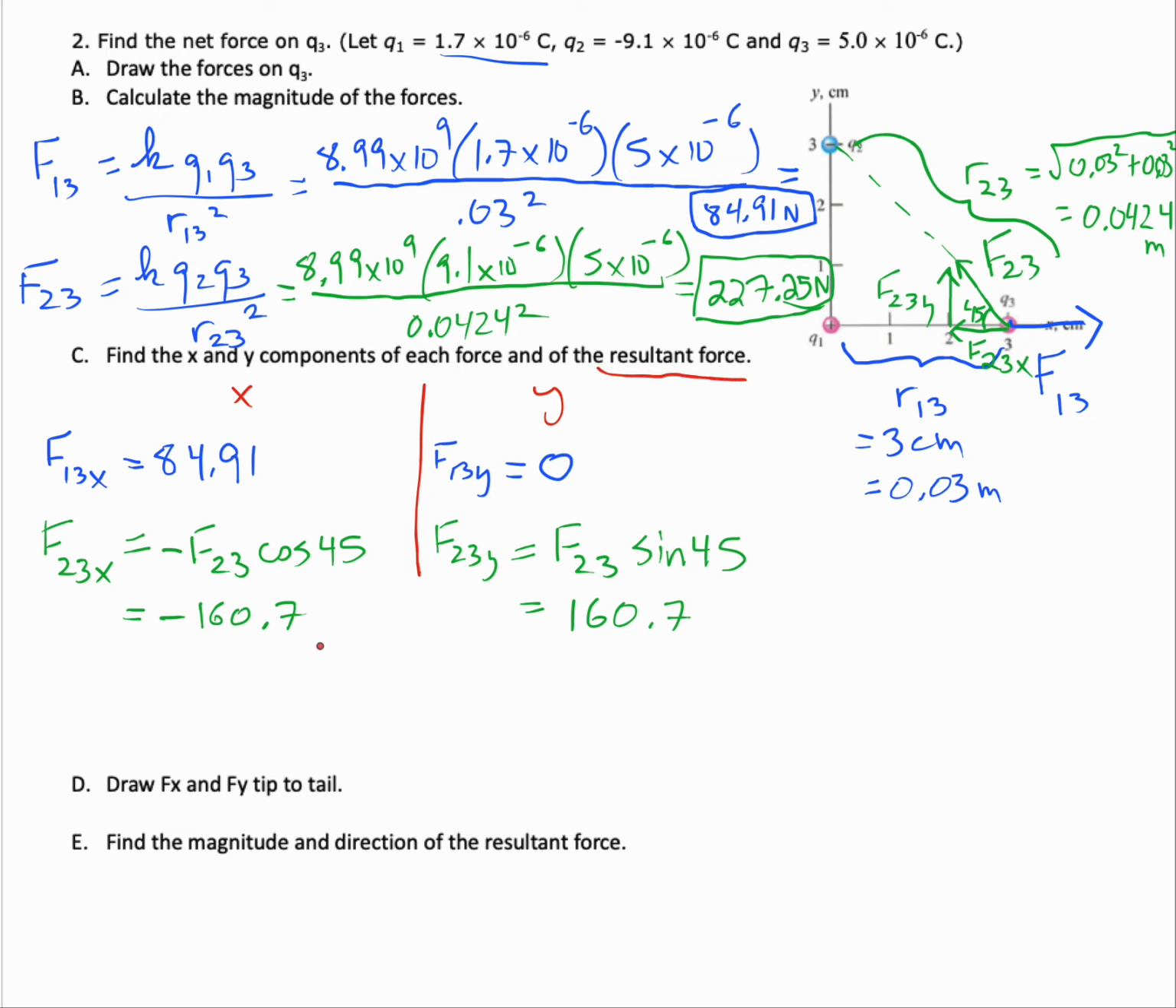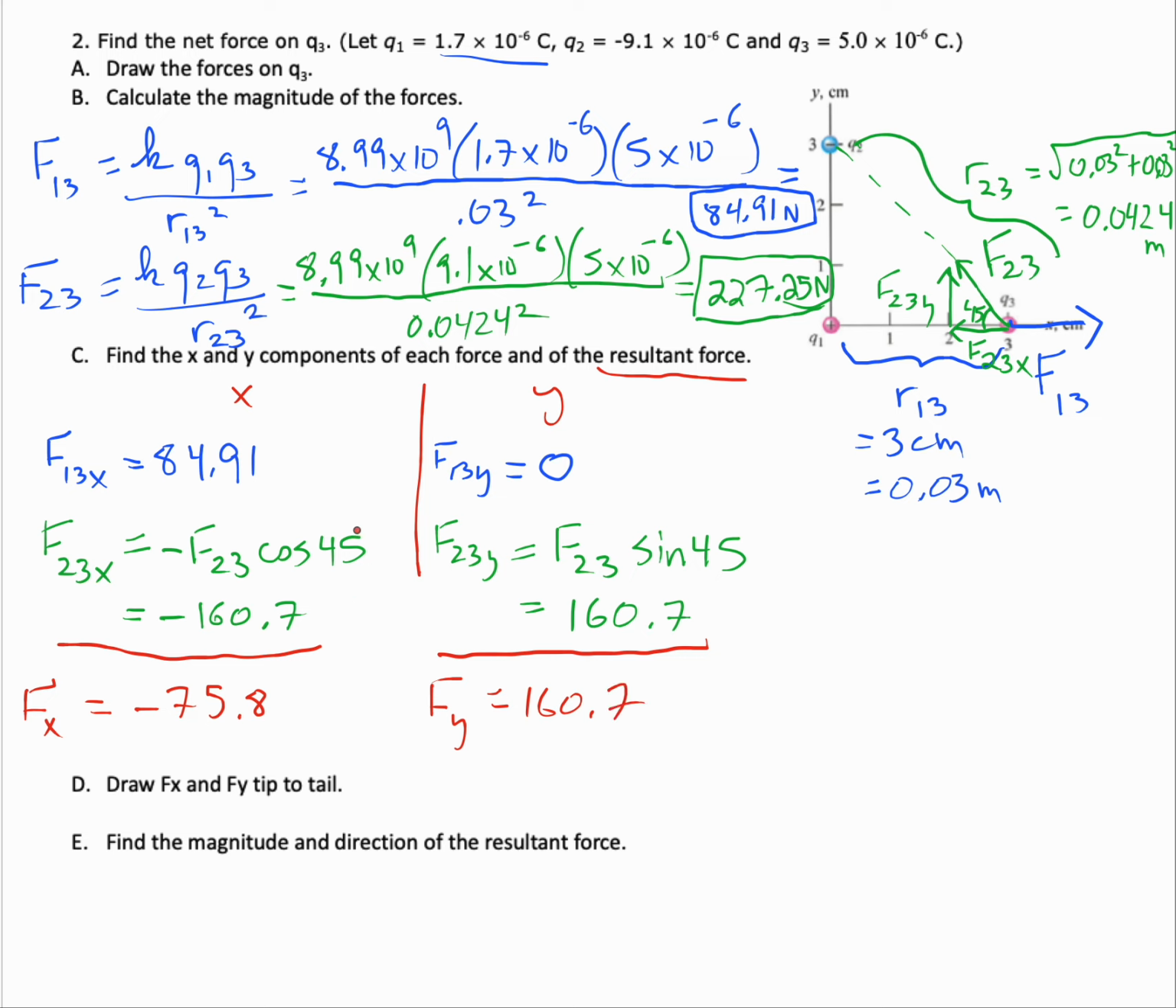To do that, we're going to add our components together in the x direction. That will give us the x component of our resulting force. So we're going to add both of these together. That's going to give us negative 75.8. And we're going to add all of the y components together. That's going to give us the y component of our net force, which is just going to be 160.7.